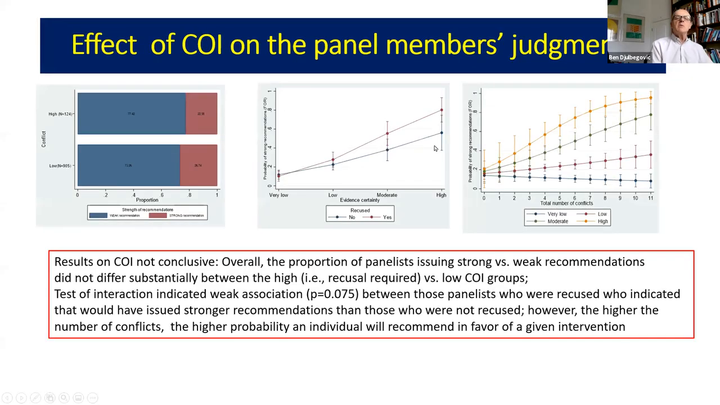When we're talking about judgment, we're talking about whether, for example, conflict of interest affects the way people issue recommendations, whether their strength of recommendation would be different, or quality of evidence would be different. The results that we collected so far are really inconclusive. If you just analyze data in terms of whether people with conflicts issue stronger or weaker recommendations, just a binary, we didn't see, that's on the left bottom side, any statistically significant difference. In the middle is the assessment of the probability of issuing a strong recommendation in favor of an intervention if you were asked to recuse from the panel versus if you participated in the panel, because a number of times some panelists were recused from participation. And we got this borderline significance.